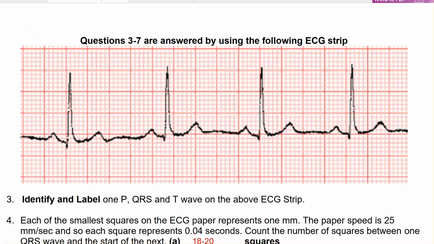All right, so your lab report just has you do some calculations with EKGs. On page 2, you're given a normal EKG, and they're going to ask you to label the P, the QRS, and the T wave in that strip. And then you're going to be counting some squares to figure out basically the distance between things.